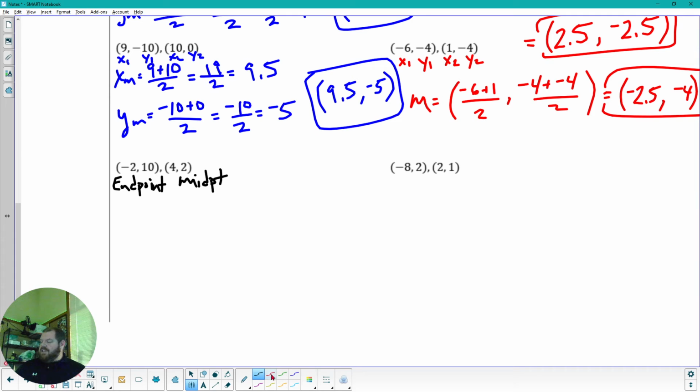Let's get kind of a visual of what's going on here. I'll probably end up erasing it, but that's okay. I've got an endpoint at negative 2, 10. Let's say that's somewhere up there. Negative 2, 10. And a midpoint at 4, 2. Let's say that's maybe there.